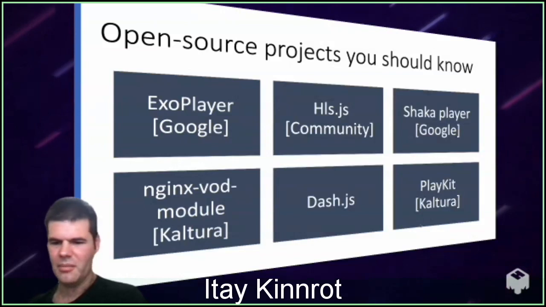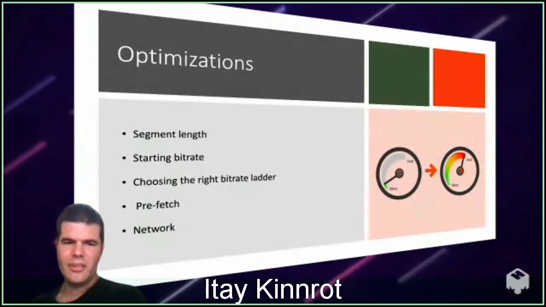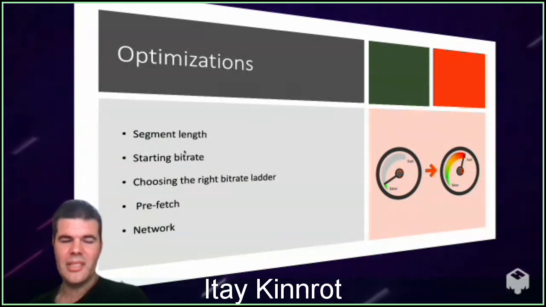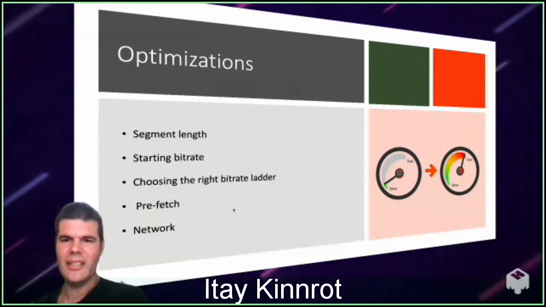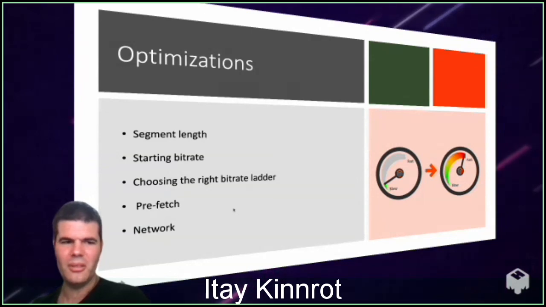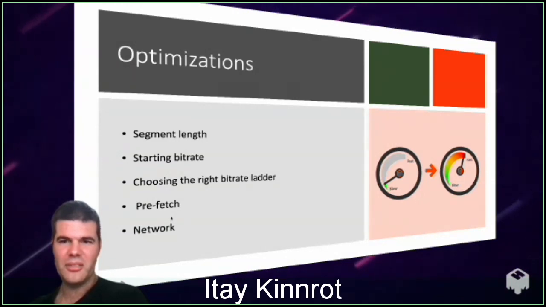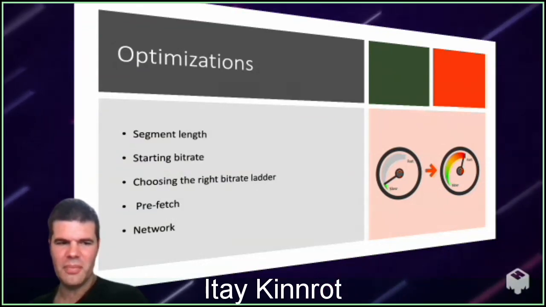I will run a little bit faster, so we'll leave time for questions. If you want to think about some optimization you want to do on a stream, you need to look usually at the segment side, the starting bitrate, choosing the right bitrate later, start from the high bitrate or low bitrate or stuff like that. You should try to prefetch as much as you can from the stream in order to make sure that when the user starts watching the video, the join time will be as low as possible.